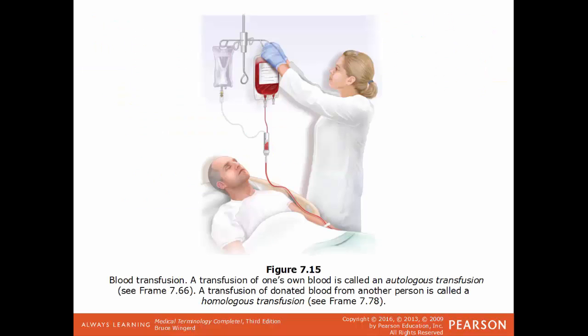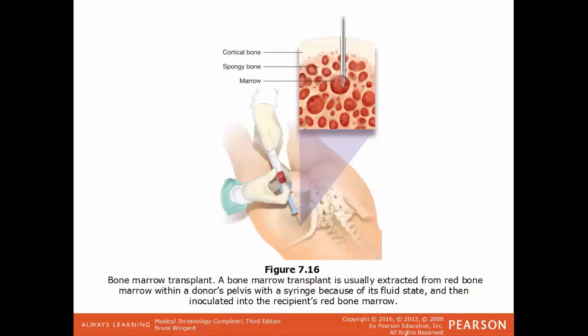Of course, when you get it from your own self, that is autologous. If you get blood from someone else, that is a homologous transfusion. All right, this image, we have a bone marrow transplant. And the way it typically works, a sample of the red bone marrow is taken from the pelvis of the donor, and then is introduced into the recipient's red bone marrow.